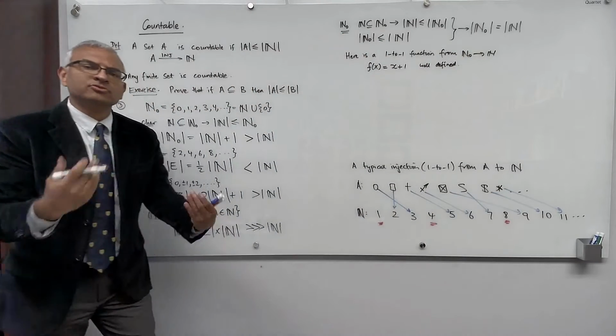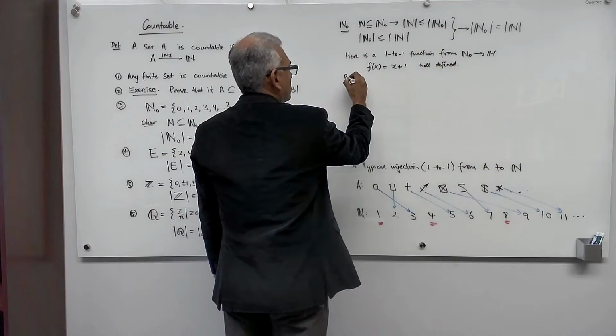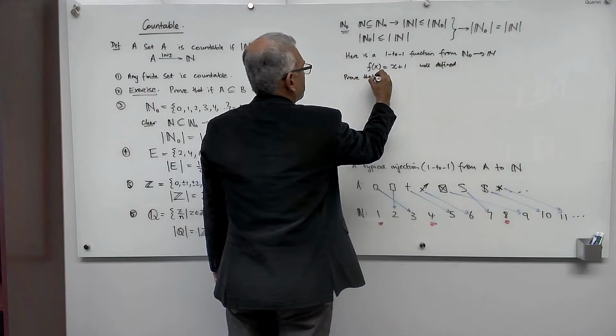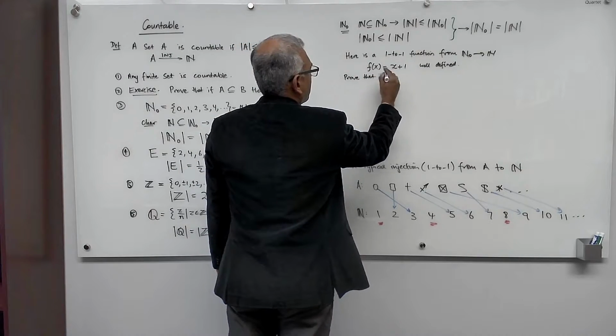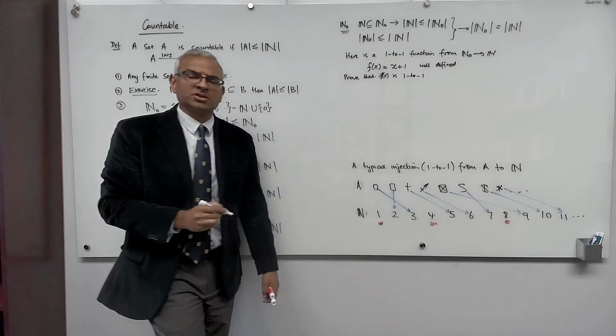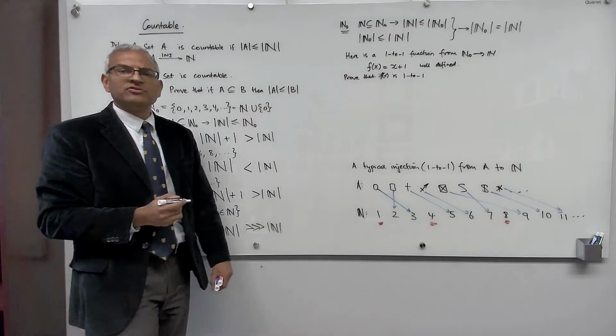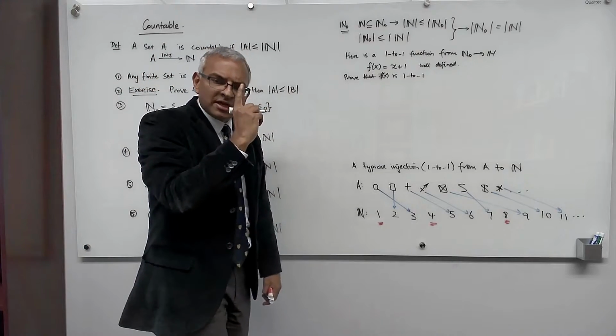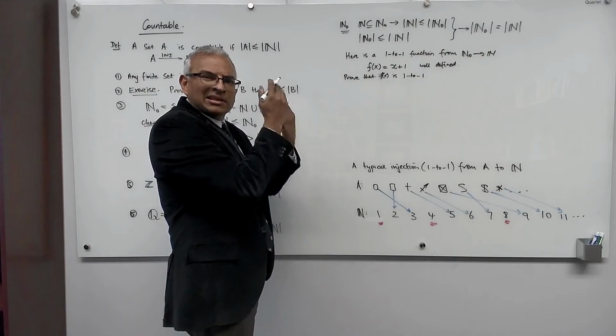Now I'm going to show you how to prove that it's an injection. We need to prove that f of x is 1 to 1. Okay, so that's all we need to prove. It's a well-defined function. We need to prove that it's an injection, that it's 1 to 1. And I'm going to illustrate how we typically make such proofs.